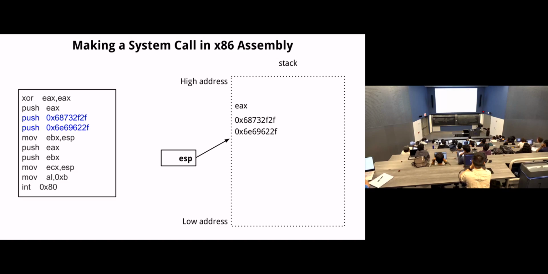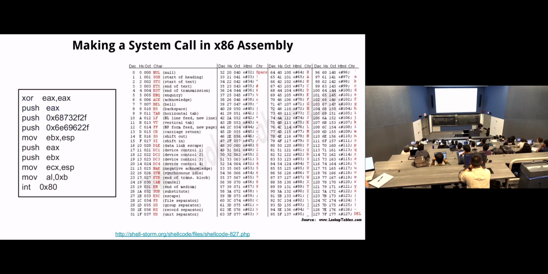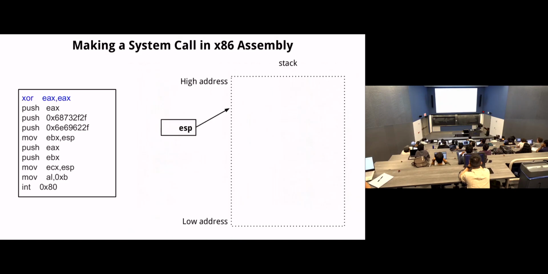Let's say we have 68 here. You go to the ASCII table. These are hex numbers. 68 here is H. So the whole thing is actually just /bin/sh. Basically that's the program we are trying to execute.